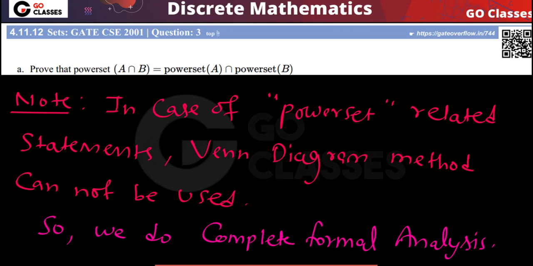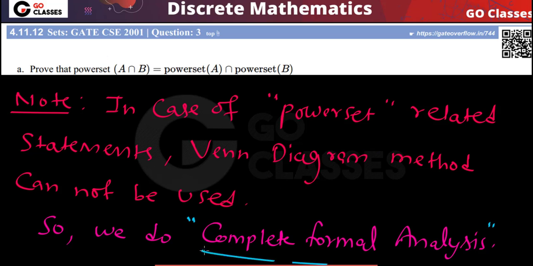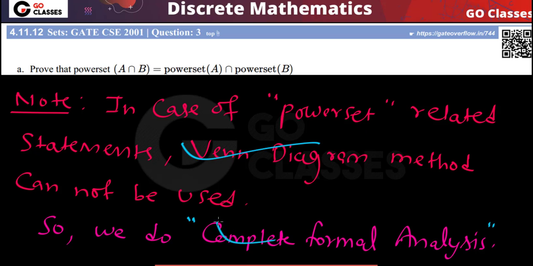So that is the reason complete formal analysis is very important. In the class we have done this for many questions. For all the questions we have done the Venn diagram also, because this is useful for the GATE exam. But this complete formal analysis also we have done. So these two things we have done for every question, because these are important.